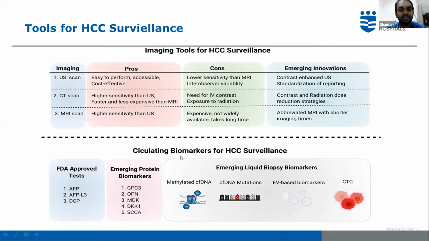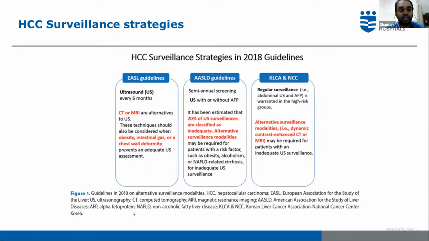For circulating biomarkers of HCC surveillance, the FDA approved tests are the AFP and DCP with AFP-L3. Other emerging protein biomarkers are already in line, and there are even emerging liquid biopsy biomarkers with methylated DNA markers, mutations, extracellular vesicle-based biomarkers, and circulating tumor cells. Various societies' guidelines have mentioned that ultrasound should be done every 6 months in all patients with cirrhosis, and in patients in whom ultrasound cannot be done properly, CT or MRI can be undertaken as an alternative.